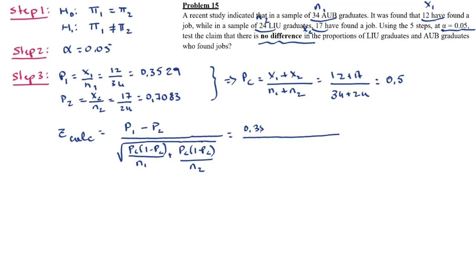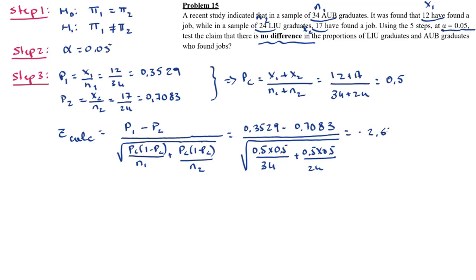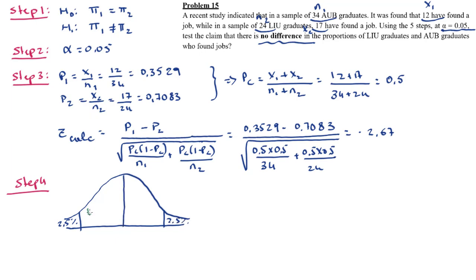To find Z critical, we need to draw a normal curve with two tails. The error would be divided on the two tails, 2.5% on each tail. To find the area between the mean and Z critical, we need to subtract 2.5 from 50. We find a percentage of 47.5%. We go to the Z table and find a Z critical equal to minus 1.96.